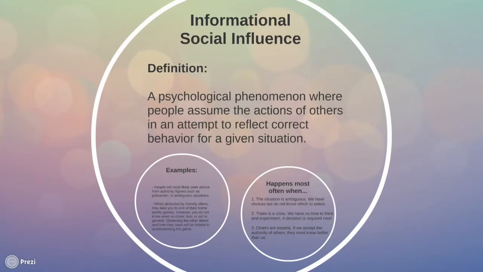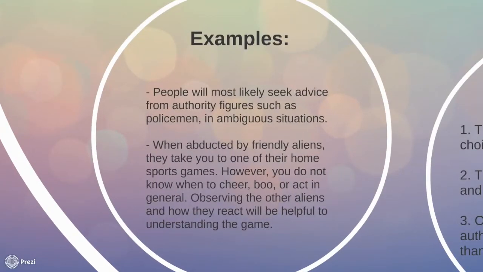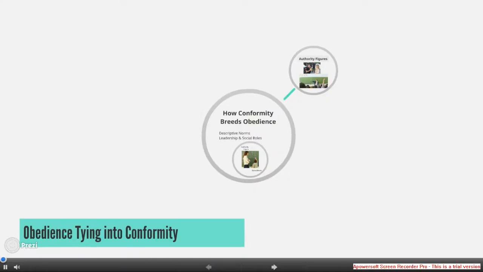Informational social influence can be defined as a psychological phenomenon where people assume the actions of others in an attempt to reflect correct behavior for a given situation. One example can be how people most likely seek the advice of authority figures such as policemen in ambiguous situations where it's not clear what they should do.